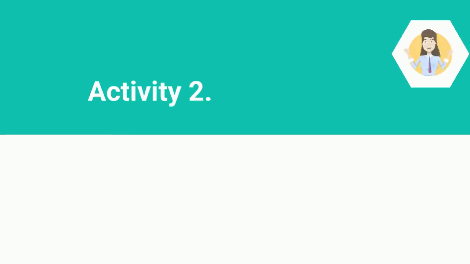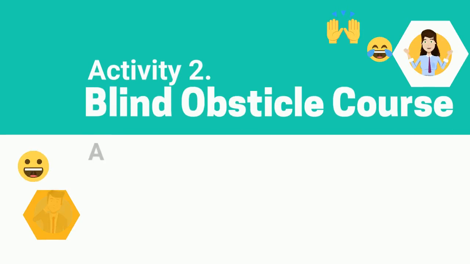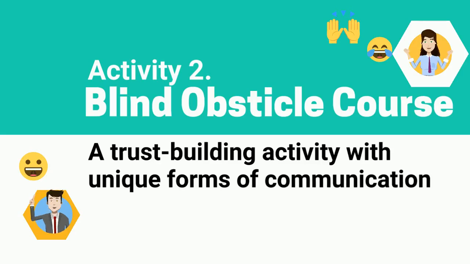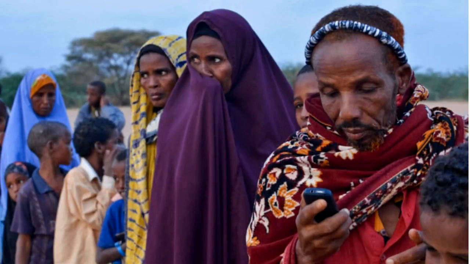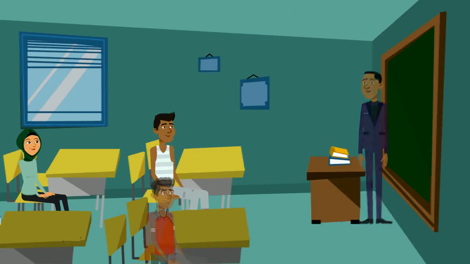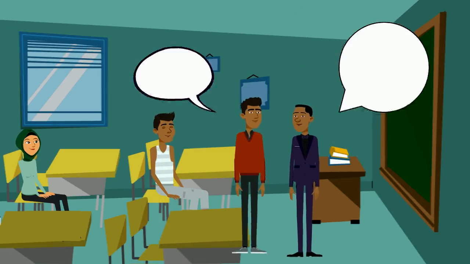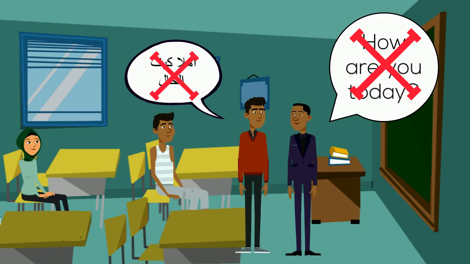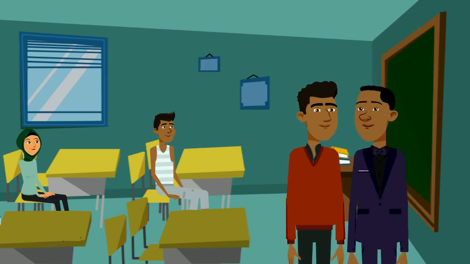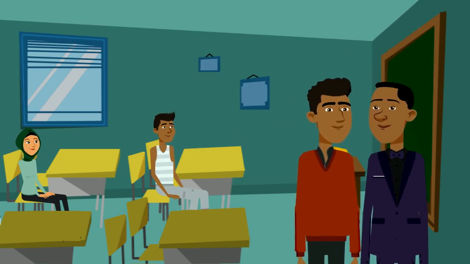Activity 2. The Blind Obstacle Course. A trust-building activity with unique forms of communication. Welcome Home International has a unique experience with its learners as they're refugees. They often have no common language with the tutors, the dynamic is unbalanced and the cultural differences are huge. This exercise is to be done by learners as well as tutors. It removes most forms of standard communication, therefore developing intimacy, exploring trust, and experiencing vulnerability. This allows everyone to begin learning on level ground.